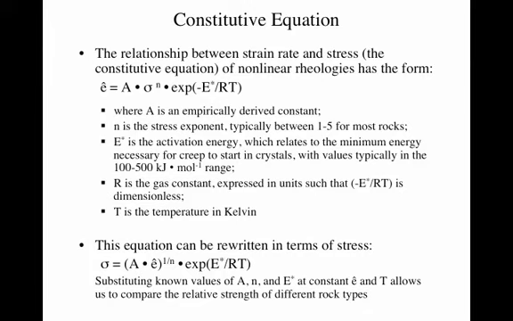R is the gas constant, and that's expressed in units so that it's dimensionless. And T is the temperature in Kelvin. That equation can be rewritten in terms of stress, so that stress is equal to that empirically derived constant A times the strain rate, to the power 1 over n, times exponent E divided by RT. And if we substitute known values of A, n, and E at constant strain rate and temperature, that allows us to compare the relative strength of different rock types.